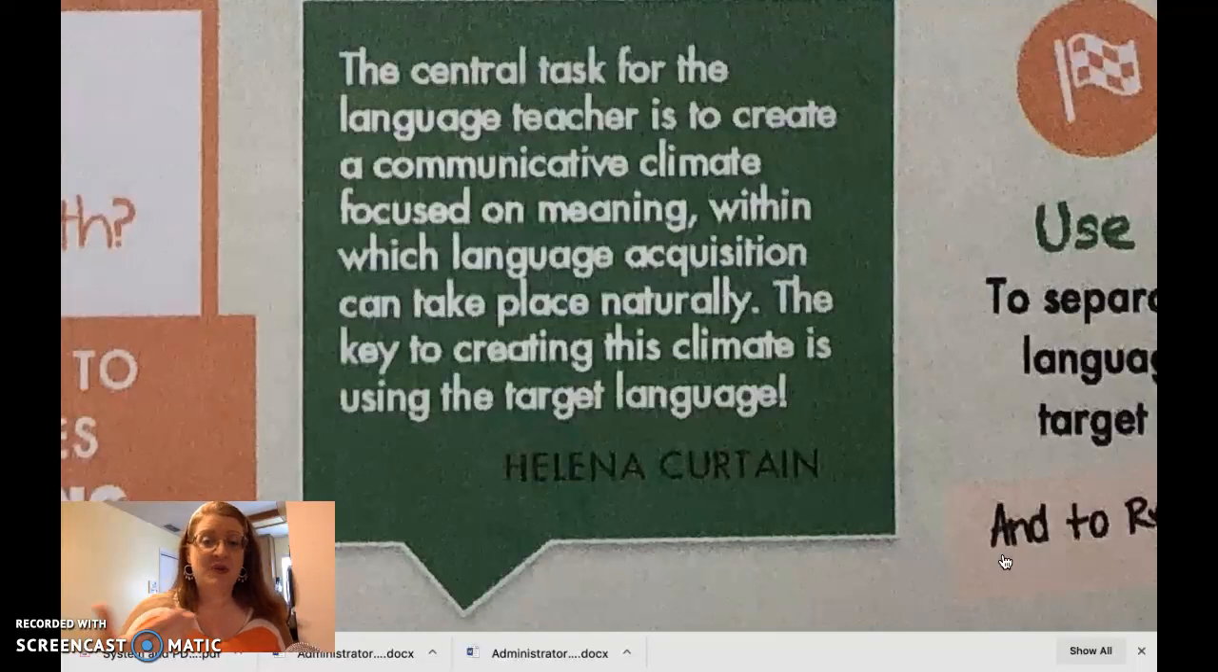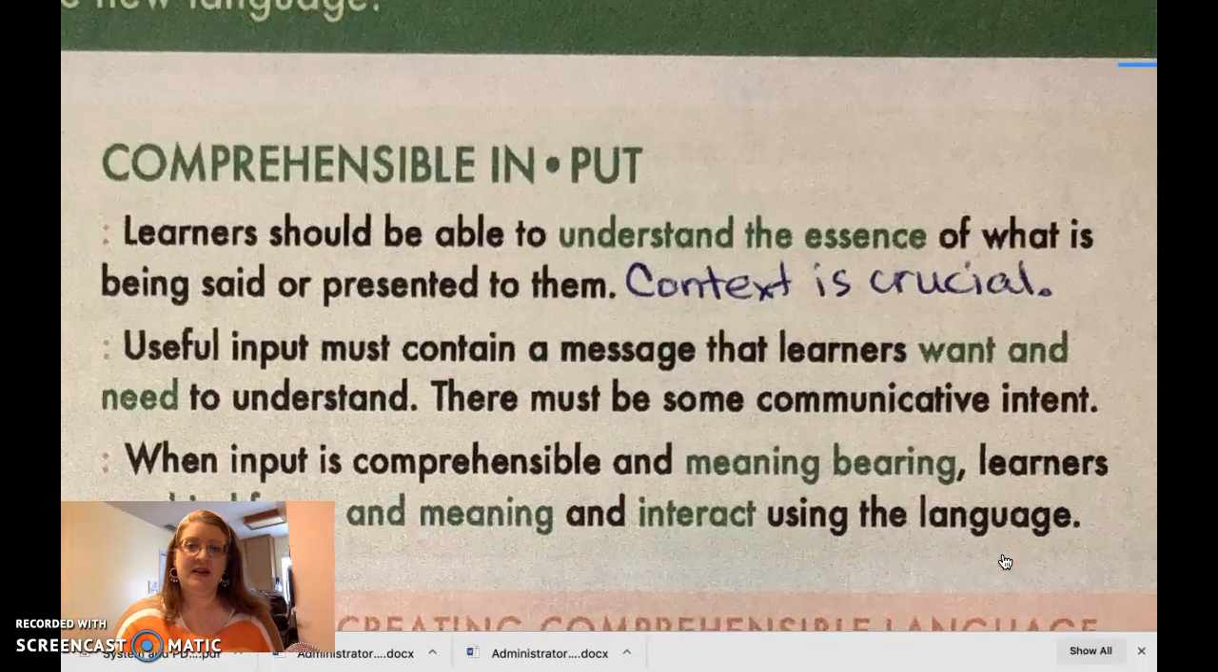So basically, we want to make sure that the language we are using, the language structures and stems and frames we are teaching our students, and the language that the students themselves are using really is purposeful and contextualized. We want everything to be something that students want and need to learn or to understand.